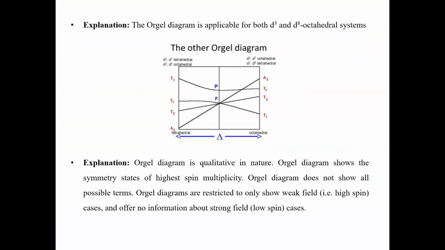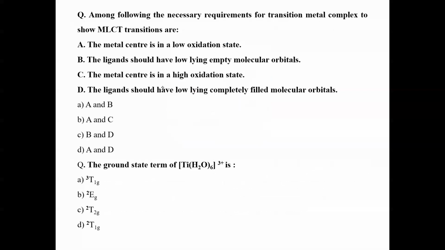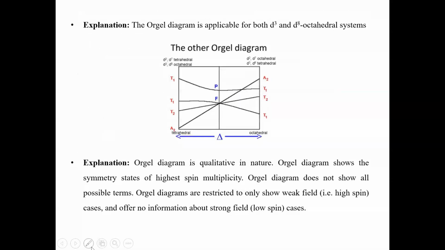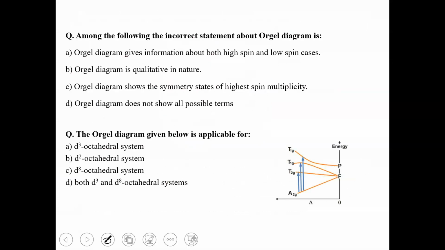So here is the explanation. I will be discussing the second one first. So here is the Orgel diagram. This is basically the second part. You can see here the spectra that is given in this question. It is on the left side only, right? So you can see here the ground state is A2g, T2g, T1g, and T1g.